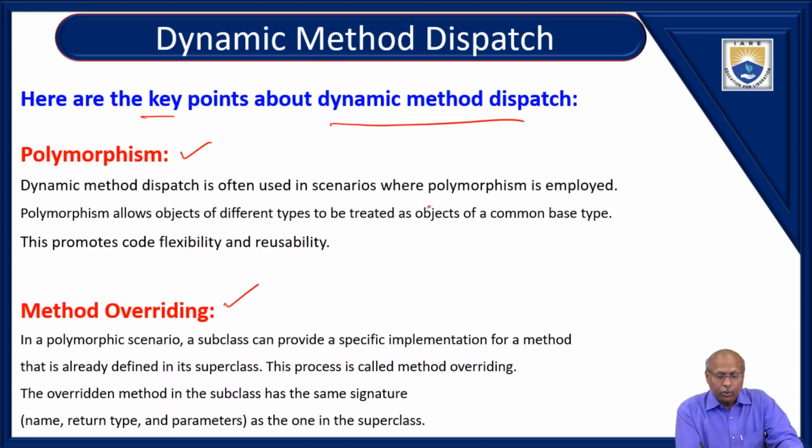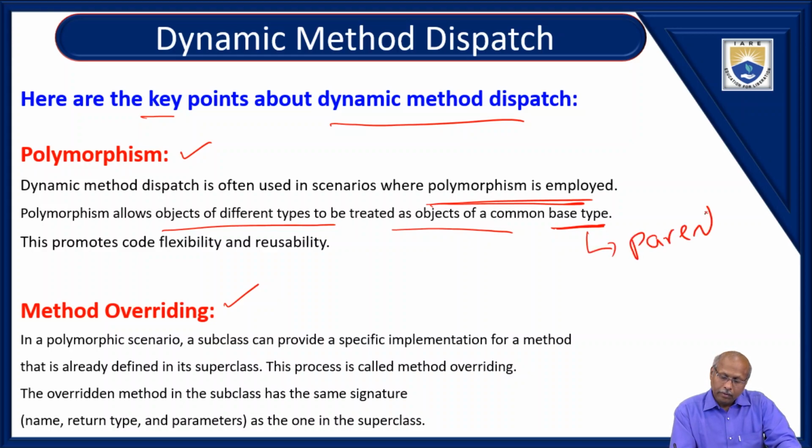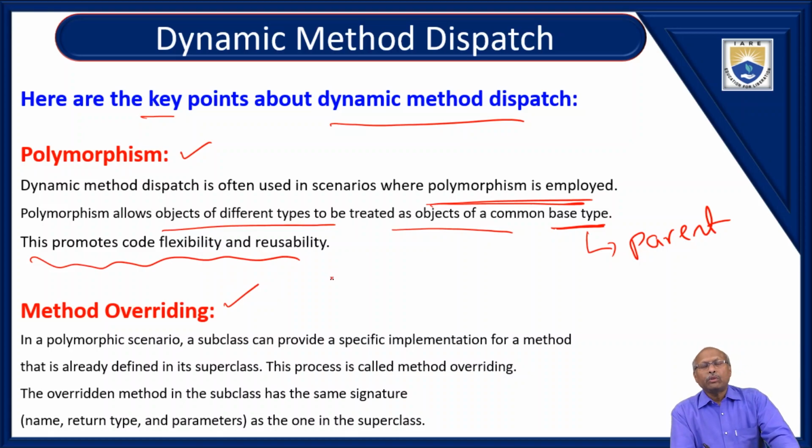Dynamic method dispatch is often used in scenarios where polymorphism is employed. So without polymorphism, you cannot implement dynamic method dispatch. Polymorphism allows objects of different types to be treated as objects of a common base type. So generally, it is possible with the parent. This promotes code flexibility and reusability. With the help of dynamic method dispatch, the code flexibility is better and reusability is also better. So it gives full flexibility as well as full reusability of the code. That is the main advantage of dynamic method dispatch.